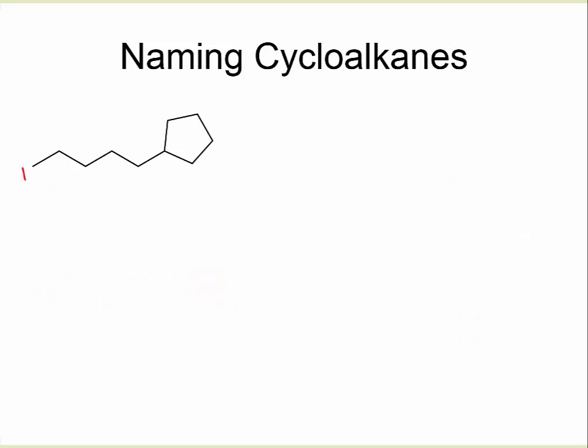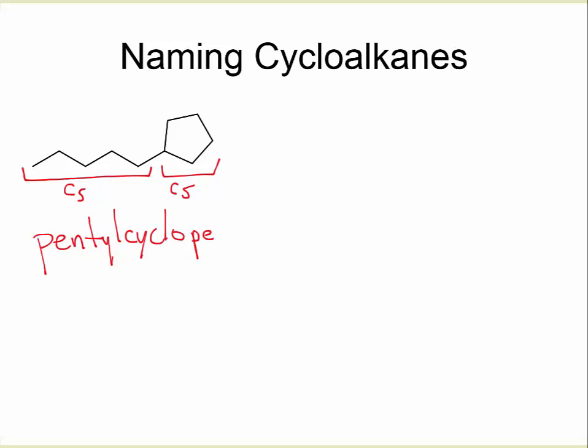So what do you do when there are the same number of carbons in the alkyl group as there are in the cycloalkane? It turns out these are named as cycloalkanes, so this would be pentylcyclopentane. And just like the alkanes, there are no spaces in these words.